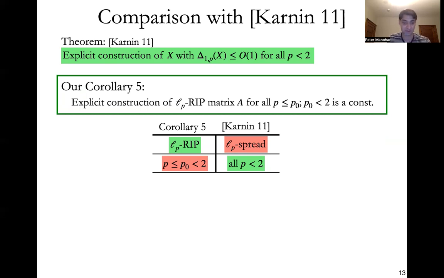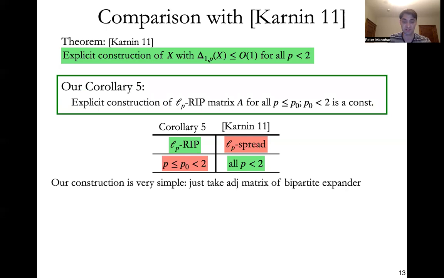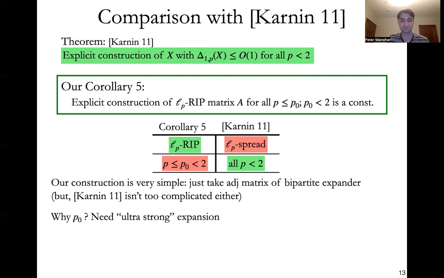Another interesting thing is our construction is actually very simple. We just take the adjacency matrix of a bipartite expander. In some sense, I feel like this is almost the simplest possible construction imaginable. On the other hand, it's not really much of an advantage over the work of Karnin because Karnin's construction isn't too complicated either.